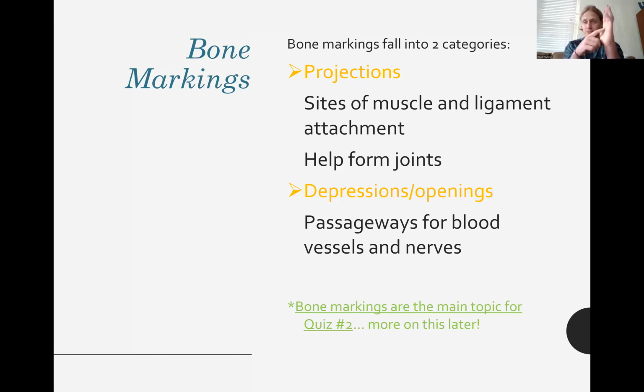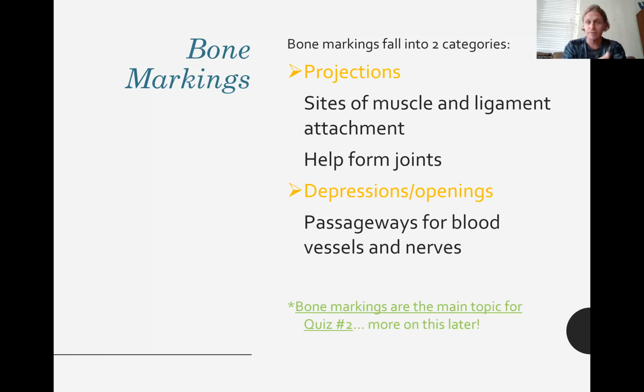So projections, things that are sticking out of the bone, are usually going to be used for attachment points. Sometimes you'll see muscle or ligament attached here, but you can see other things attached here too. Sometimes you have bone and bone attached together in a joint, and that's what those projections are being used for. But again, things sticking out, it's mostly going to be used for attaching.